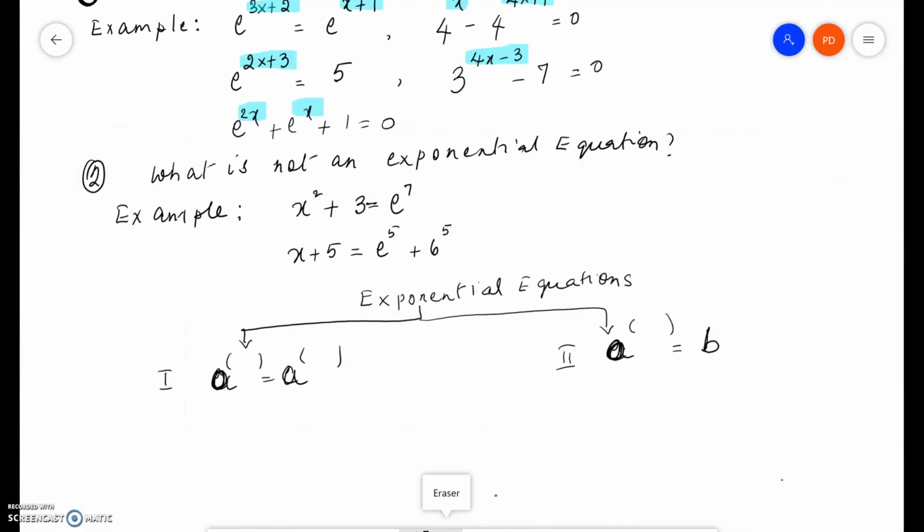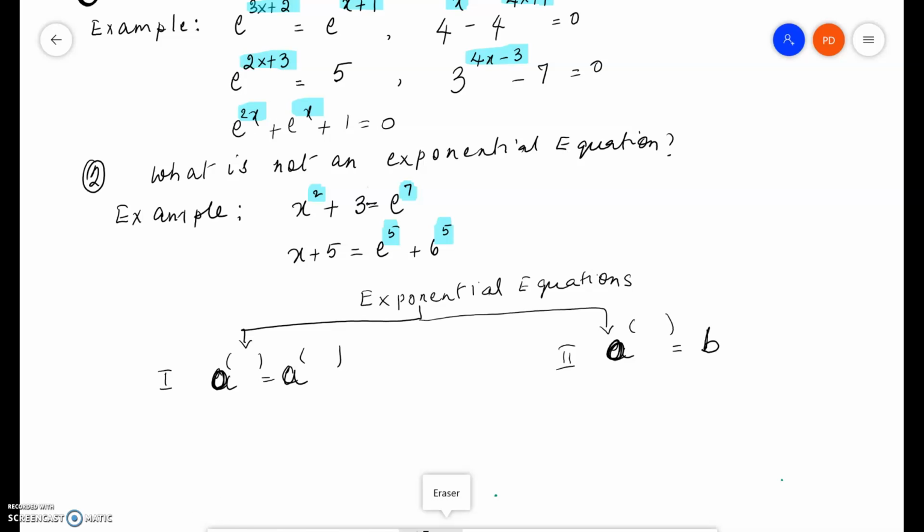Before we go on to that, let's just look at what is not an exponential equation, what you wouldn't call an exponential equation. So let's look at this, x squared. Look at the exponent, that's a constant. Look at the exponent here, that's a constant. The exponents here are constants. They do not contain an x, which is the unknown. So therefore, that's not an exponential equation.